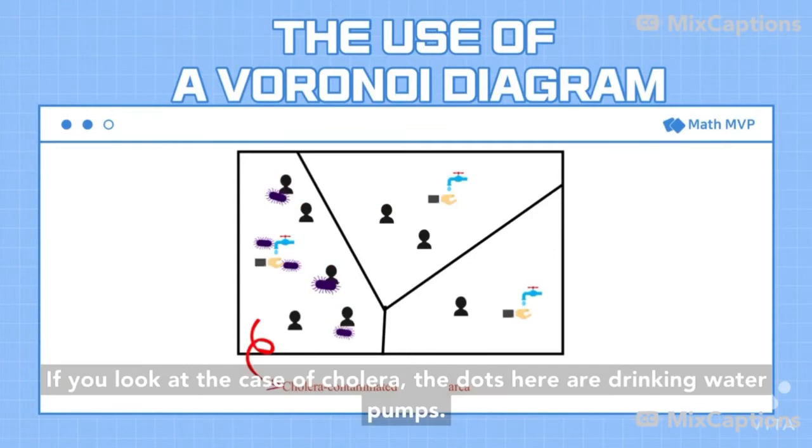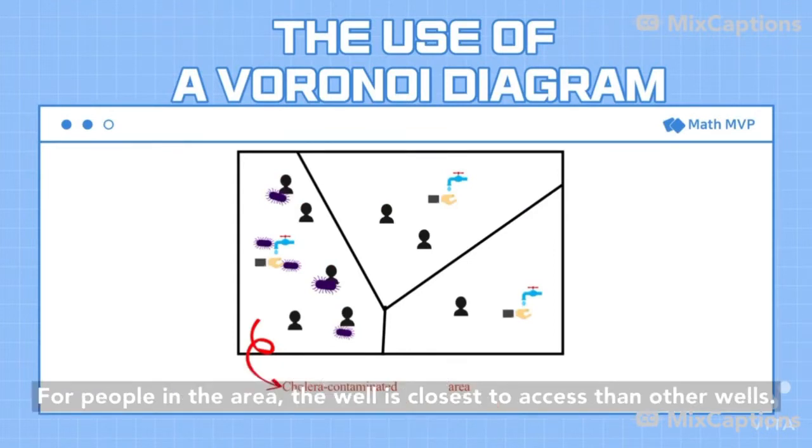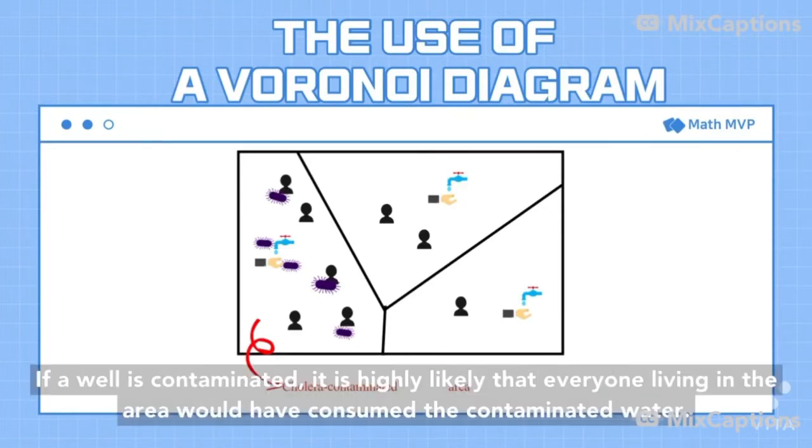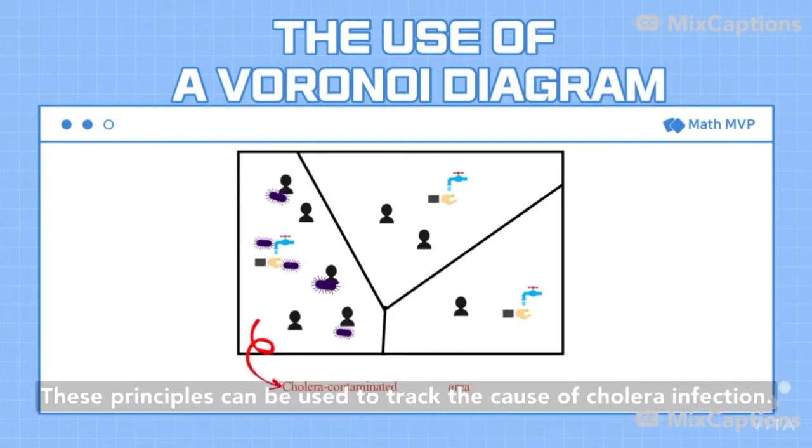If you look at the case of cholera, the dots here are drinking water pumps. For people in the area, the well is closest to access than other wells, so everyone who lives in that area will use the well. If a well is contaminated, it is highly likely that everyone living in the area would have consumed the contaminated water. These principles can be used to track the cause of cholera infection.